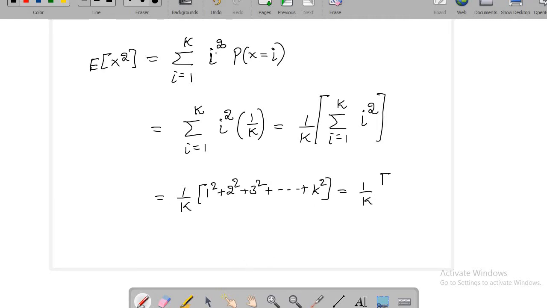So this is 1 by k into k into k plus 1 into, what is the formula? 2k. Can you tell me what is the formula for sum of the squares of first n integers? K into k plus 1 into k plus 2 by 6. Are you sure? Tell me if you are sure. That's not correct.